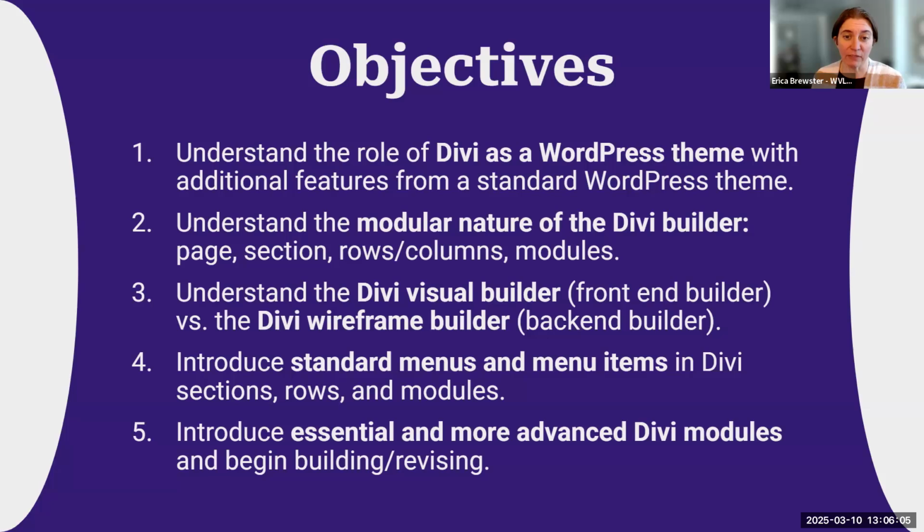We're going to do something that we haven't done before, which is to introduce and really look at standard menu and menu items in Divi sections, rows, and modules. I think one of the things that really got me at the beginning was I knew that there were menu items that I could adjust, but I often couldn't figure out where they were or what they were really doing when I made changes to them.